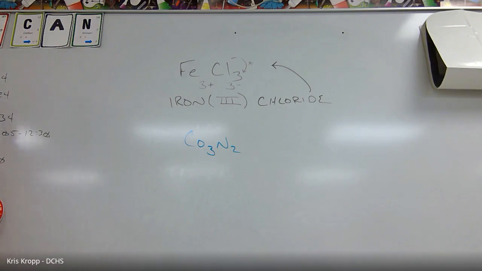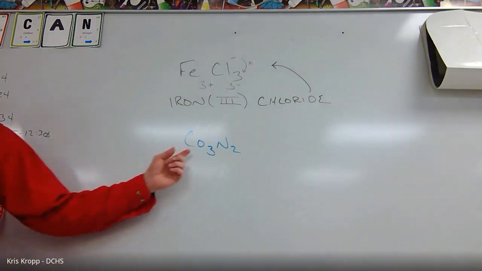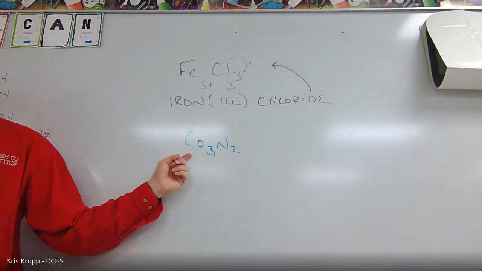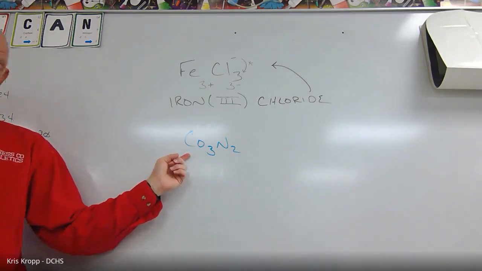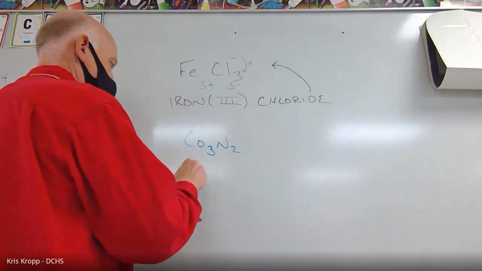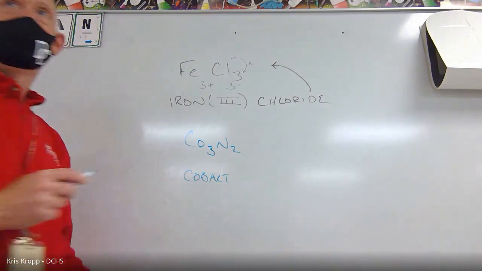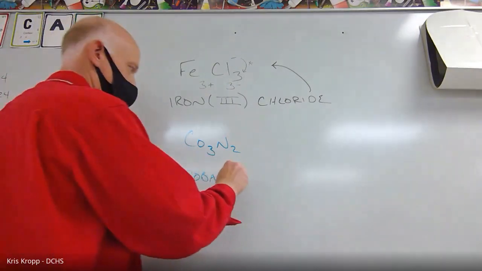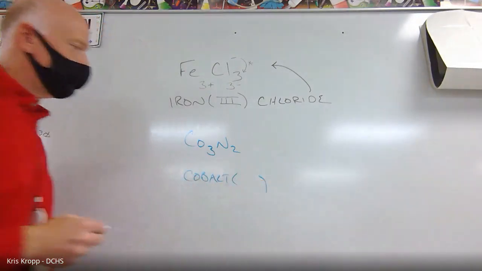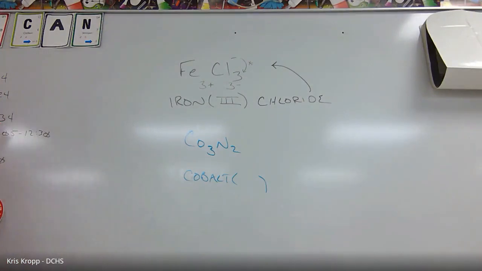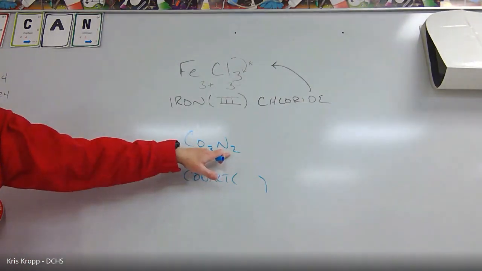All right, first step. What is this? Cobalt. Is it a transition metal? Yeah. All right, let's leave a space for the Roman numeral. We'll come back to that. What's this? Nitrogen, but it's in a compound, so nitride.